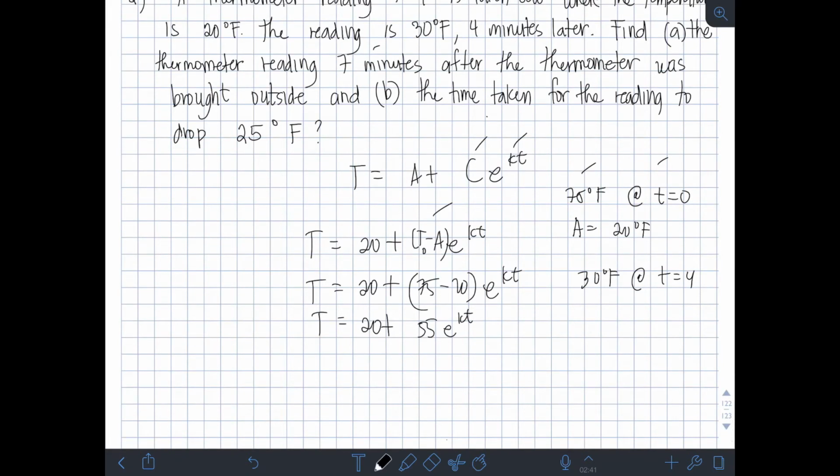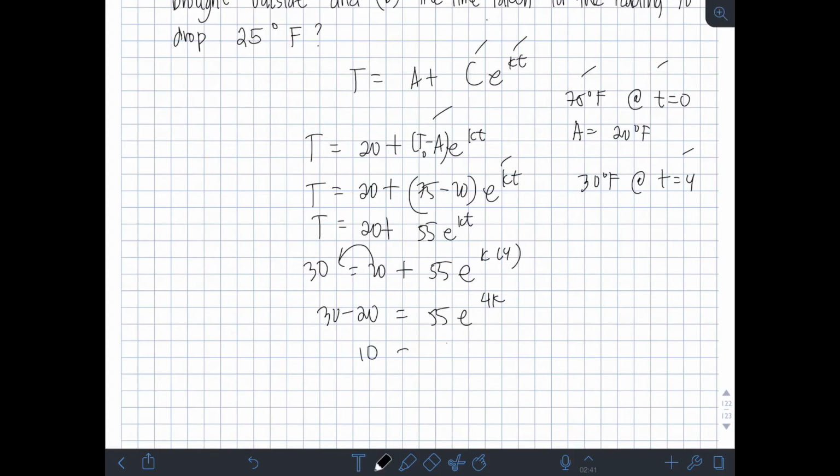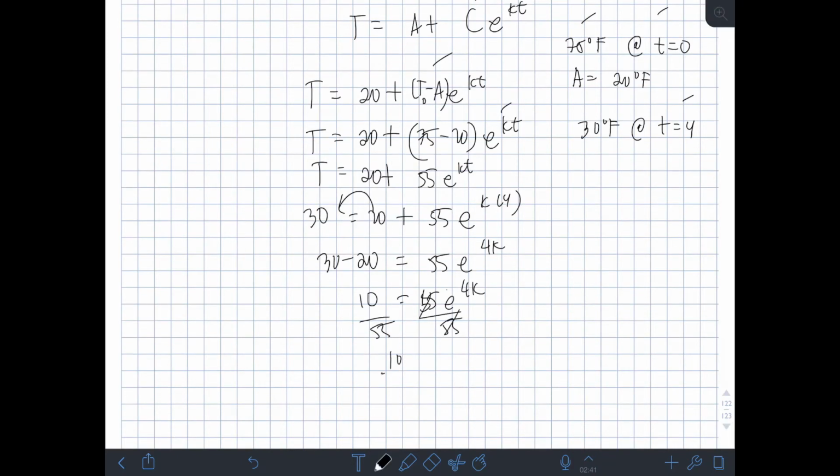Now, ang next naman is mahanap si K. So, substitute naman natin yung second condition na T equals 4, tapos yung temperature is 30 degrees Fahrenheit. So, 30 is equal to 20 plus 55 e raised to K times T na 4. So, we have transpose 30 minus 20 equals 55 e raised to 4k. So 30 minus 20 is 10 equals 55 e raised to 4k. Divide both sides by 55. We have 10 over 55 is equal to e raised to 4k.